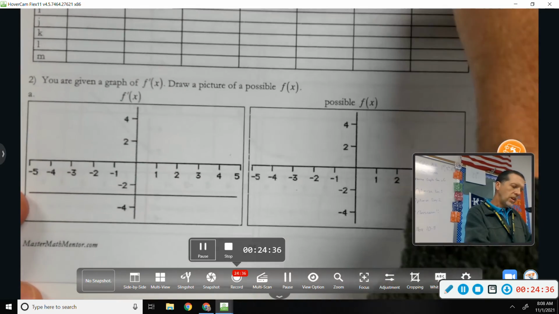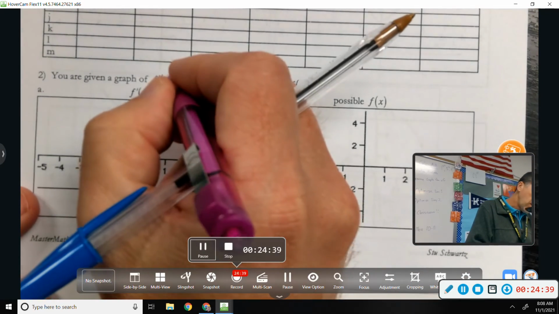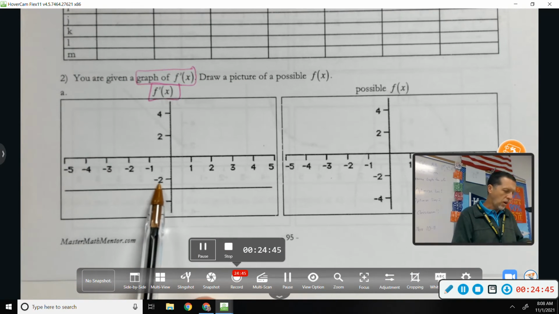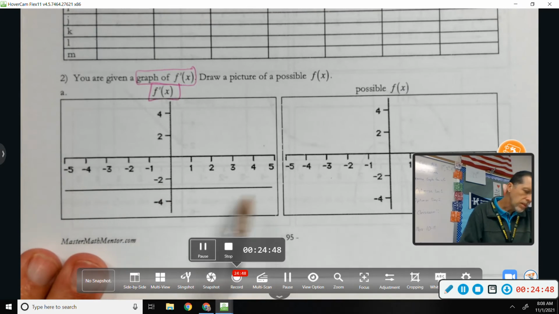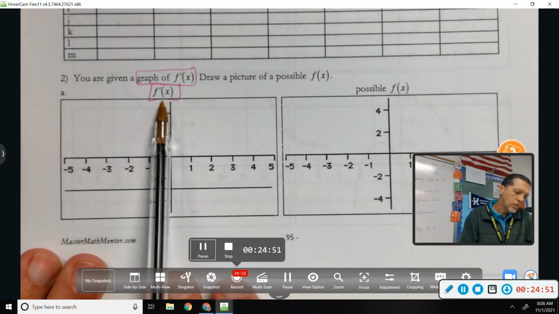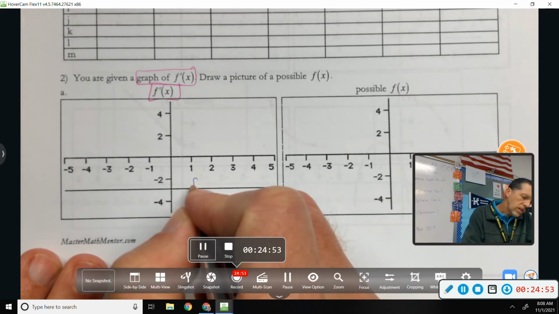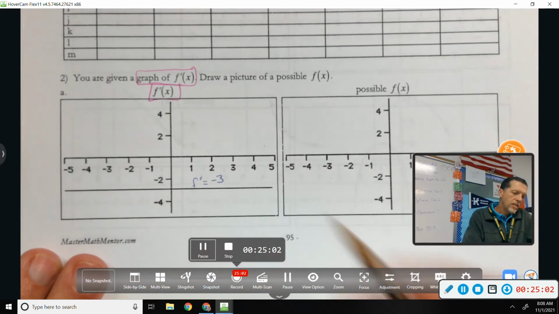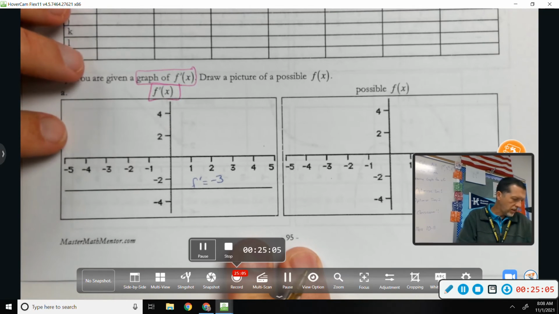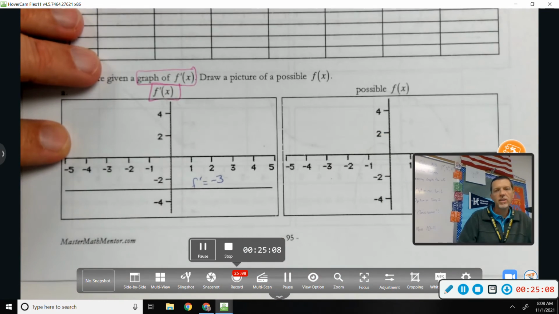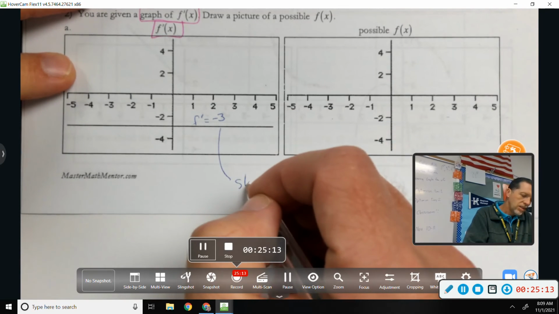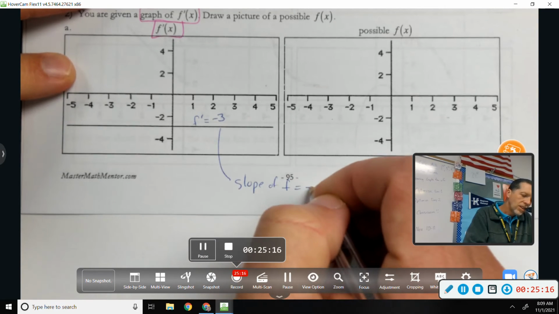Number 2, you're given a graph of f prime. This is the graph of f prime, not the graph of f. Let's see, f prime tells us the slope. Well, this is an interesting graph. What's f prime equal to in this graph the whole way? -3. What does that tell me about the graph of f? The slope of f equals negative 3.